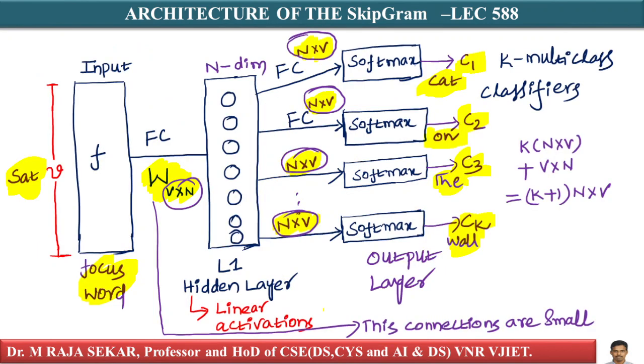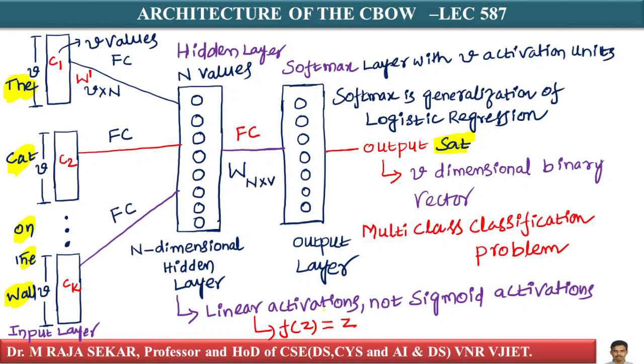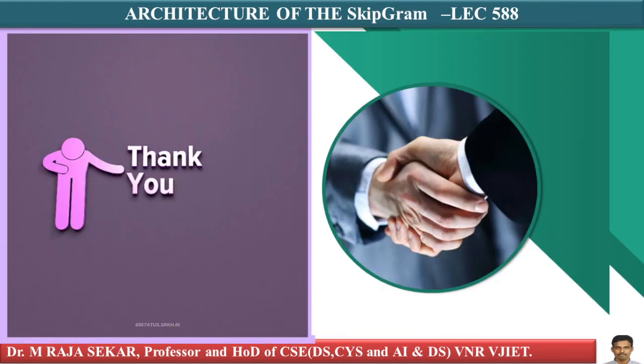Just see, this is the SKIPGRAM architecture, where we are giving sat, one focus word, and you are trying to predict many context words: cat, on, the, wall. It is always difficult. Predicting so many surrounding words from a single focus word is difficult. But in the case of CBOW, you have so many surrounding words, that is context words, given, and you have to predict one focus word or target word. This is easier. The CBOW architecture is easier compared to SKIPGRAM. Just try to understand the basic differences between these two architectures.